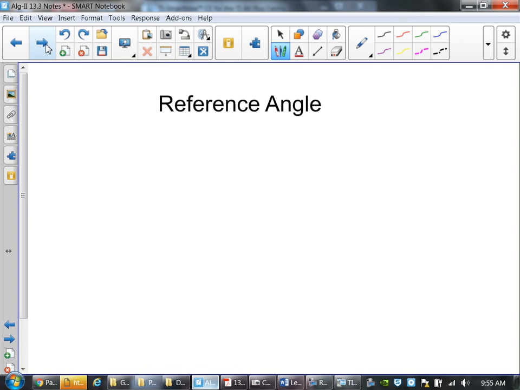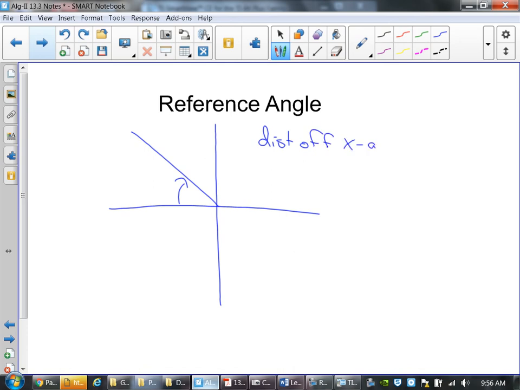Reference angle again. I know I've been harping about reference angles a lot. What was that reference angle, do you remember? You always want to drop it to the x-axis. How far are you from the x-axis? Your reference angle is always going to be measured as a positive value, distance off the x-axis. I'll put absolute value on it because distance is always positive, so you remember that. Whether it's degrees or radians, it's the same basic idea.